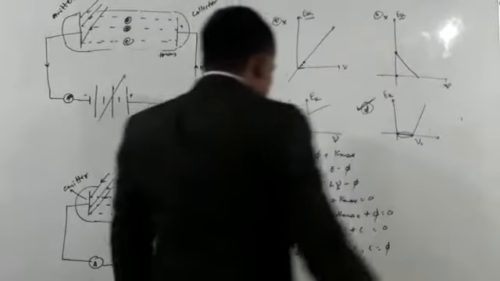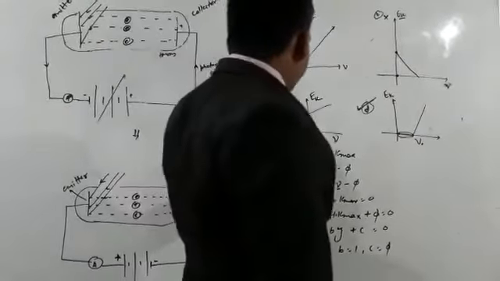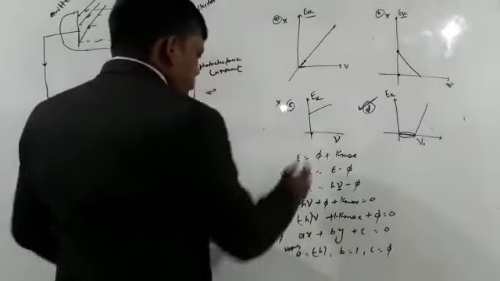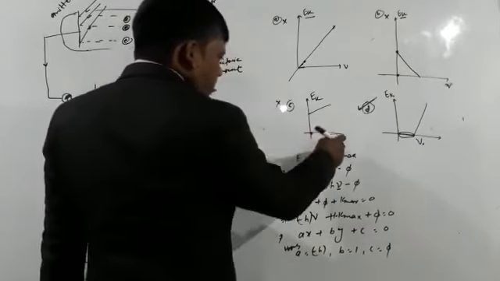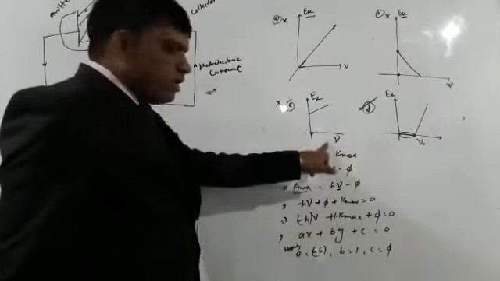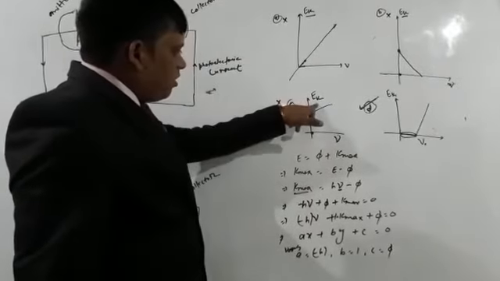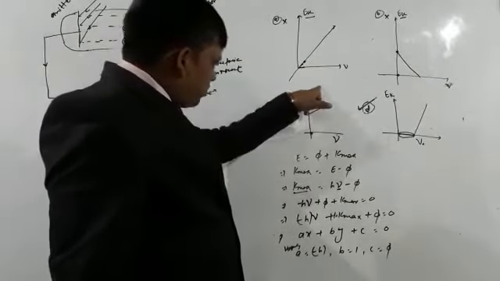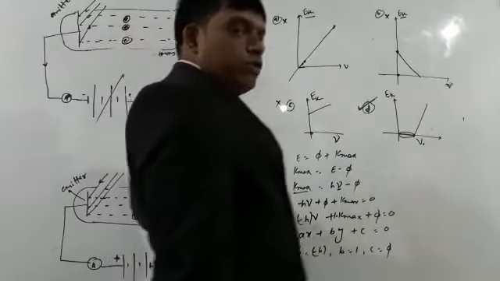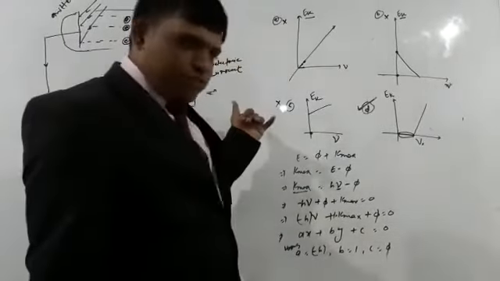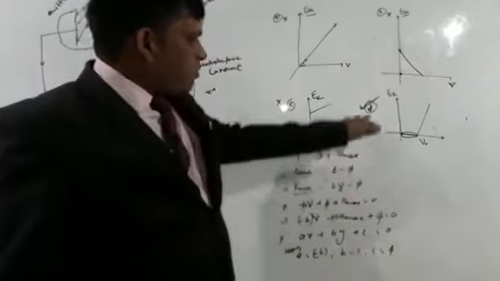Now for option C, we can check again here. Again you can see that there is zero value of the frequency of the radiation falling on the emitter, but still there is some value of the maximum kinetic energy of the photoelectrons. So it is also not possible. Therefore option D is correct.